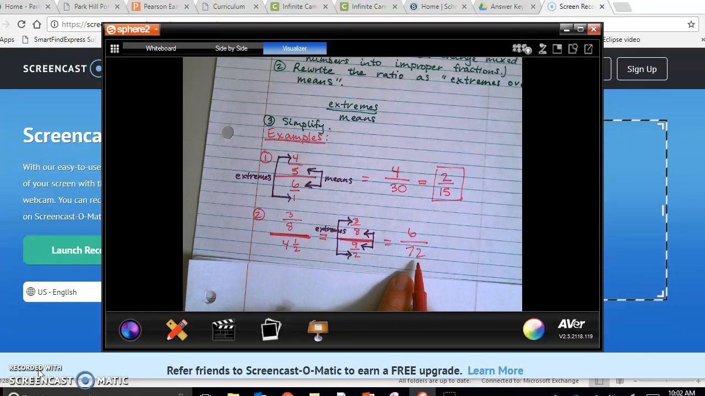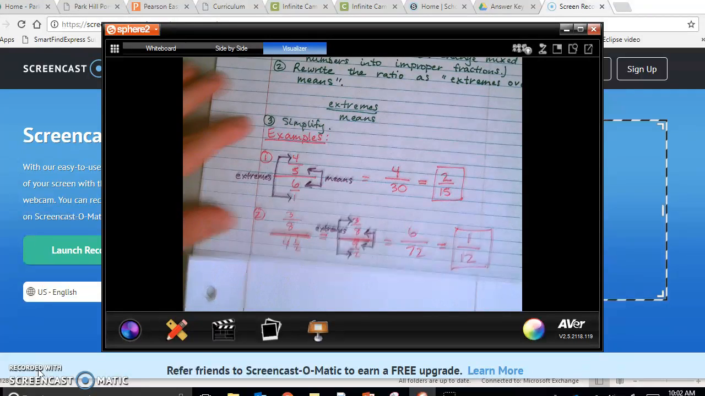I know that I can divide 6 by 6 and get 1, and 72 divided by 6 is 12. So I have my final answer reduced to lowest terms, 1/12. Let's look at one more example here.